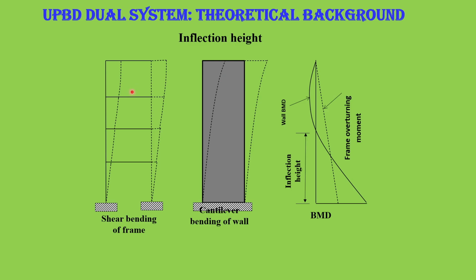Both these are monolithic, so they will finally take a position of some average interaction between these two, and after interaction you get a bending moment diagram like this. The wall bending moment diagram changes sign, having a point of 0 bending moment here, which is the point of inflection. And this is the frame overturning moment. If you put a unit load here, then 1 into the height will give you this value of the frame overturning moment for the purpose of initial design.